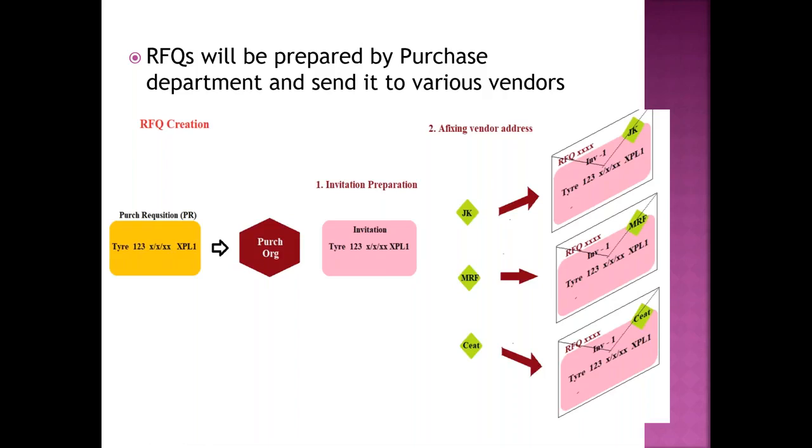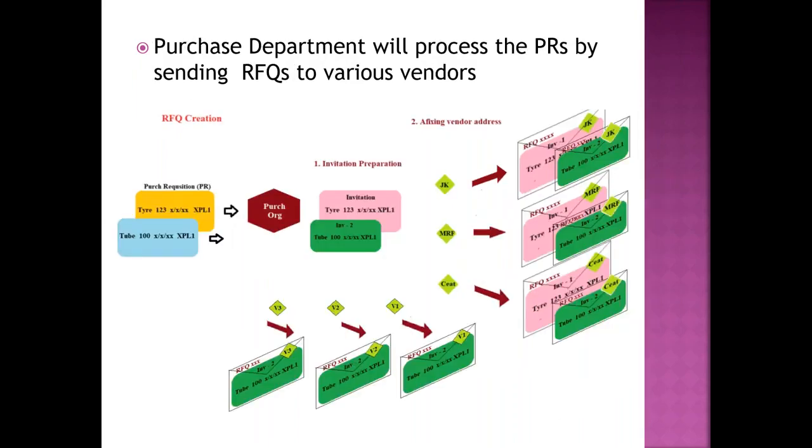RFQ preparation is two steps. First, invitation preparation or requirement preparation, and sending it. Srinivas, this is for one purchase requisition. What about the second purchase requisition? Same story. That means, in case plant people are sending one more requirement, same story. Again, we are going to retype the requirement of quantity and other things. This will be sent to the various vendors.